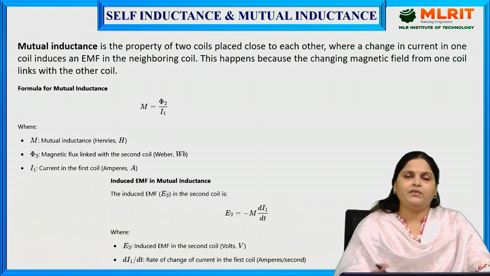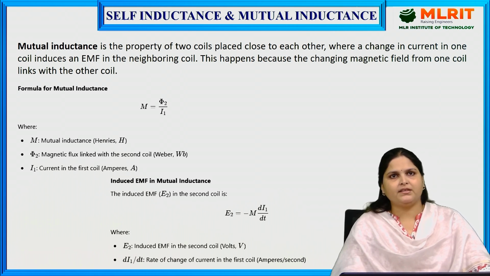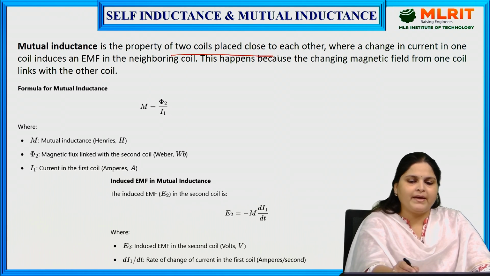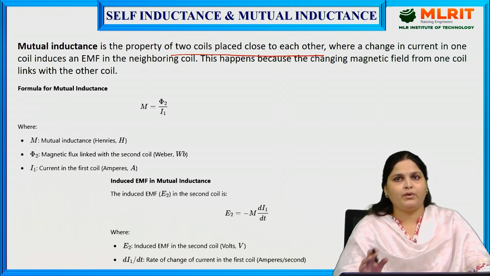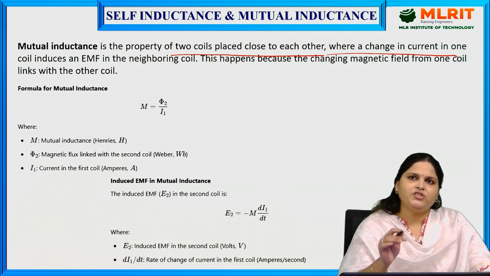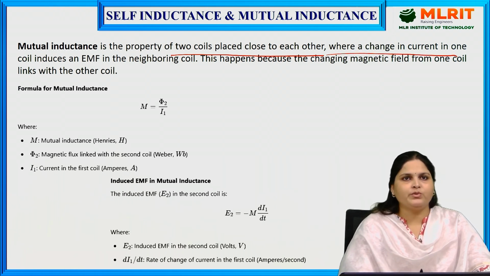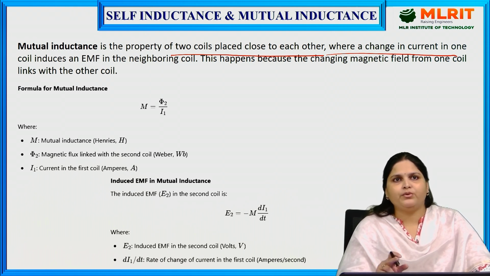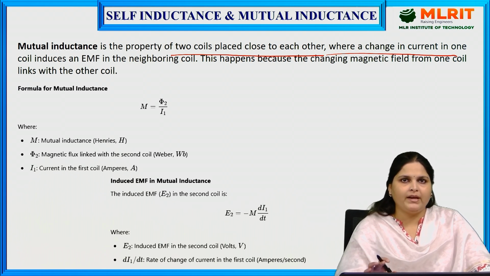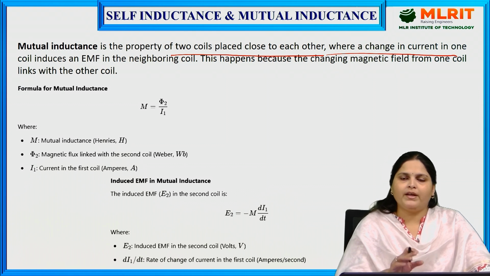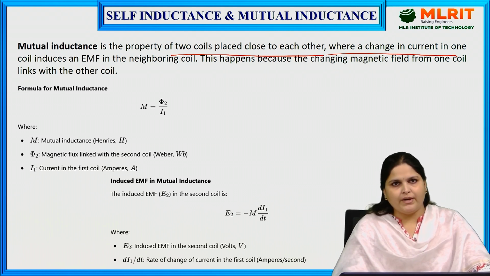So this was self-inductance. Now let's discuss mutual inductance. Mutual inductance is the property of two coils which are placed close to each other. And what is that property? A change in current in one coil induces an EMF in the neighboring coil. Change in the current in one coil will induce an EMF in the neighboring coil, and this happens because the changing magnetic field from one coil links with the other coil.